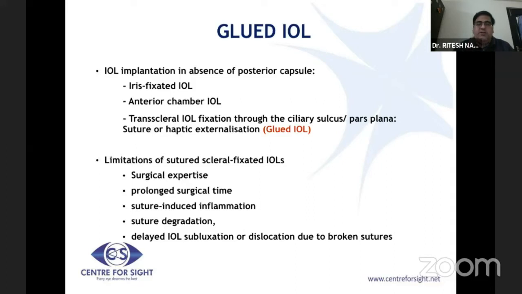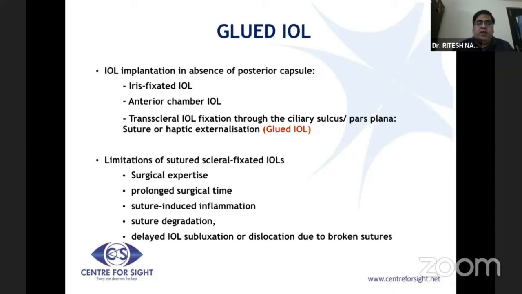The limitation of sutured scleral fixated IOL has been the amount of surgical expertise required. The glued IOL is a lot easier to perform. The surgical time taken with sutured IOL is longer. The suture always stays as a foreign body and can induce inflammation. It's Prolene sutures which are used most often.